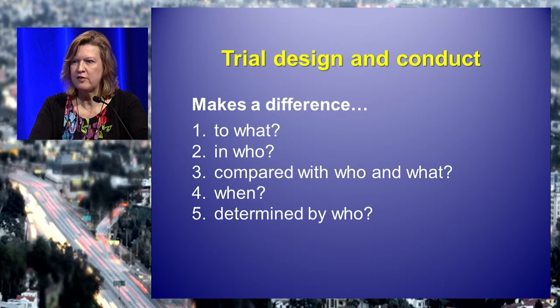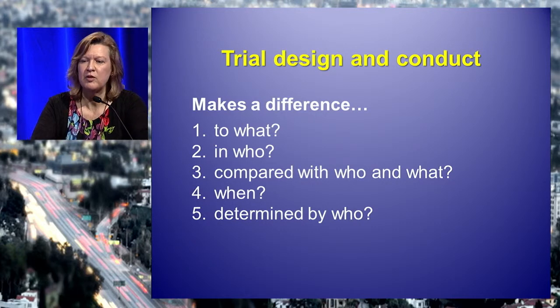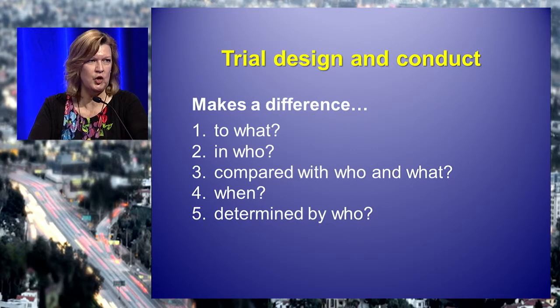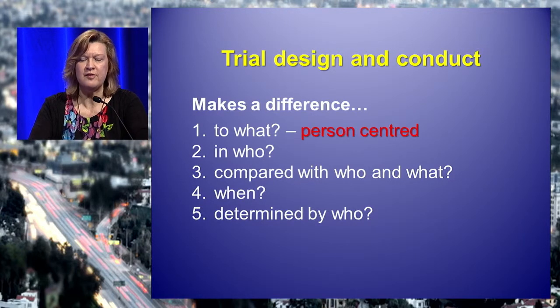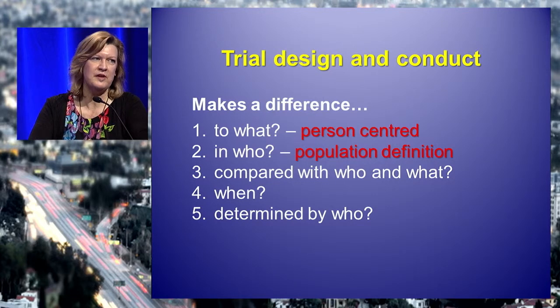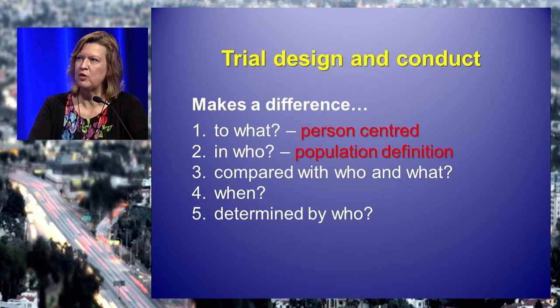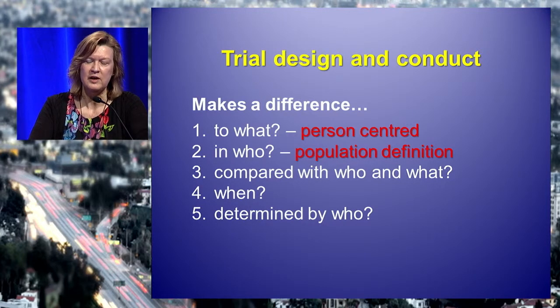So I just want to think about trial design and conduct in the last few minutes. When we're looking at a trial to make a difference, we need to think, to what is it making a difference? In whom are we looking for it to make a difference? Compared with what? When are we going to assess that difference? And who is going to determine the difference? So what makes a difference? I would suggest that when you're looking at trials and at evidence of what makes a difference, you're really looking for person-centered outcomes, and not just at the fact that an ulcer may be better granulated or not. You need to look very carefully at the population definition and think, are these the patients that I'm seeing in my clinic? Because many trials exclude severely ischemic patients, and there are virtually no trials in patients with renal disease.